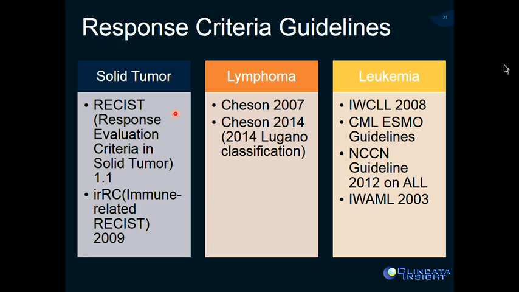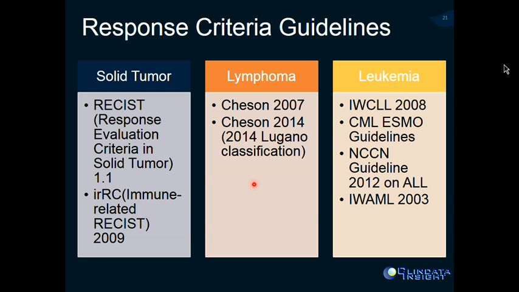For solid tumor, RECIST, response evaluation criteria in solid tumors, is the most popular one. And for immunotherapy, we also have immune-related RECIST 2009. A lot of companies, for immunotherapy studies, failed their clinical trials before they implemented immune-related RECIST 2009. There are a couple of drugs that were approved using that different response criteria. So selecting the proper response criteria is very important for your clinical studies.